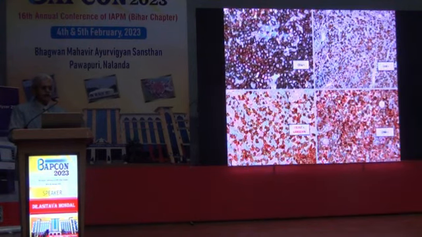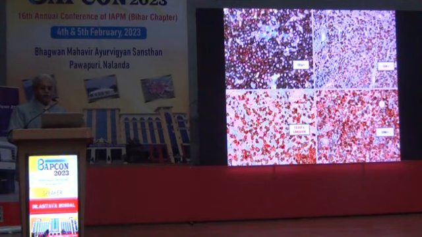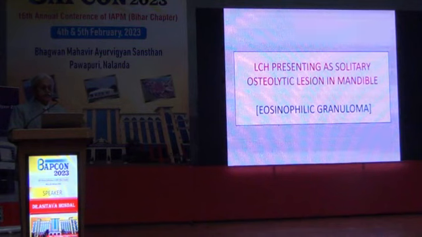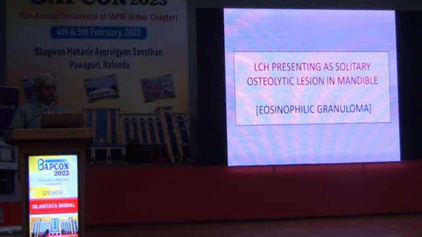So these are the cells. CD1a positive, Langerhans cell positive, S100 positive, CD68. Diagnosis is LCH presenting as a solitary osteolytic lesion. What are the types of LCH? Histiocytosis X, Hand-Schuller-Christian, Letterer-Siwe, LCH is solitary, and also Hashimoto-Pritzker disease, which is a congenital disease.